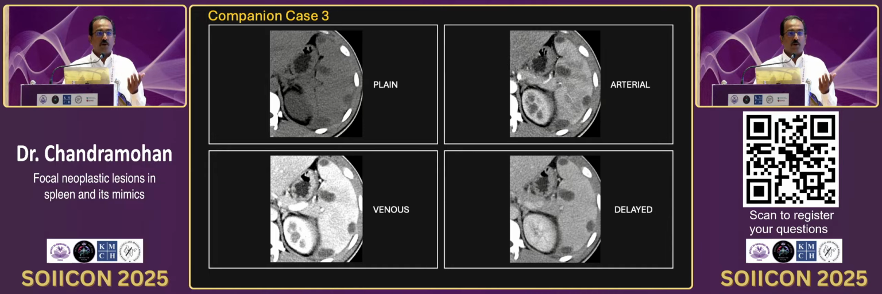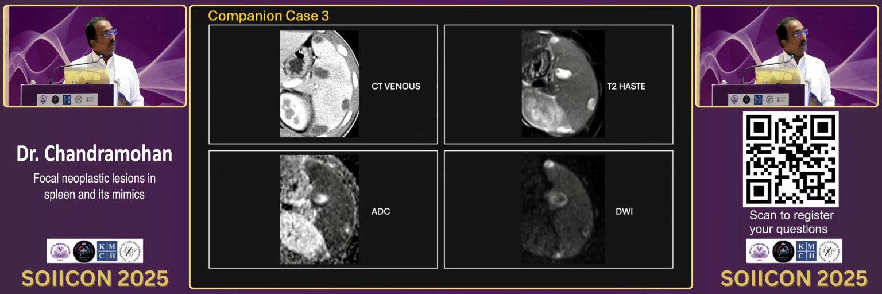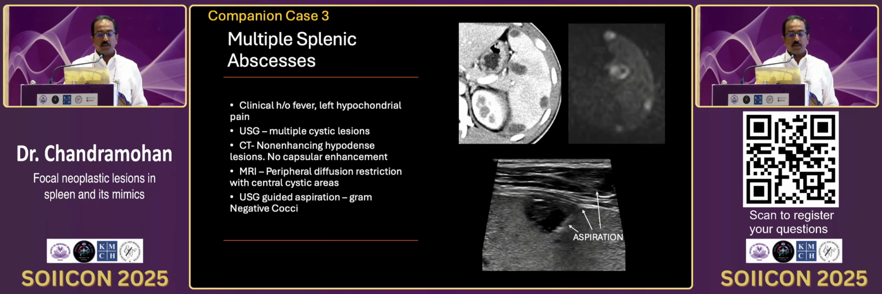Usually we don't get wall enhancement in splenic abscess. That comes in a later subacute phase of the abscess. In the early acute phases we don't see that sort of wall enhancement. MRI showed T2 hyperintense lesion. There was diffusion restriction in the periphery of the lesion. We have done an aspiration. Aspiration revealed gram-negative cocci. So these are multiple splenic abscesses. So clinical history is very important to diagnose abscess.